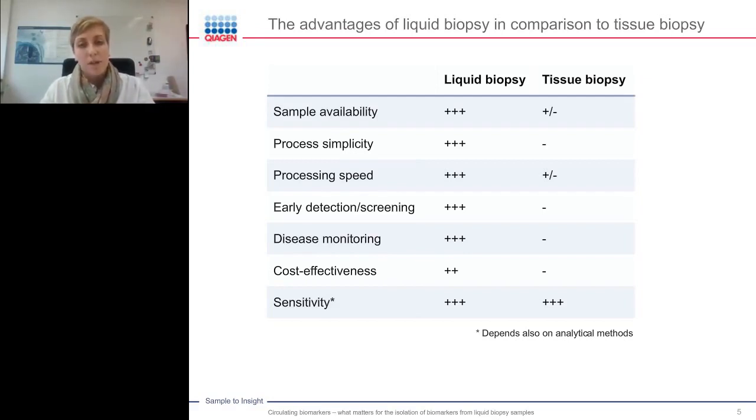With liquid biopsy, you can really early detect or even screen for diseases like cancer, whereas with a tissue biopsy, usually the diagnosis of the patient has happened before, and afterwards a tissue biopsy is taken to really diagnose and characterize the cancer. Disease monitoring is another advantage of liquid biopsy. Because you have so easy access to liquid biopsy samples, you can constantly monitor the disease progression. That is especially important again for cancer patients.